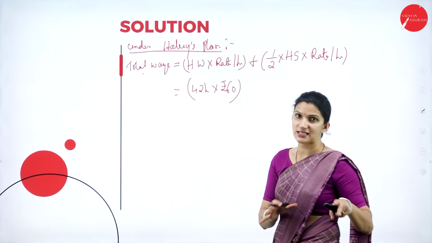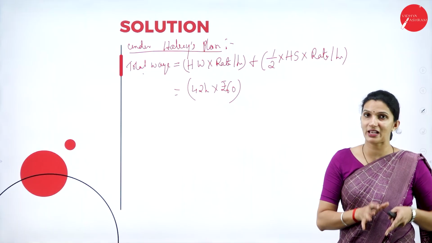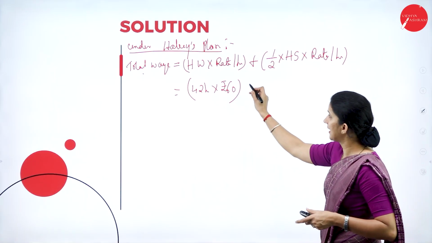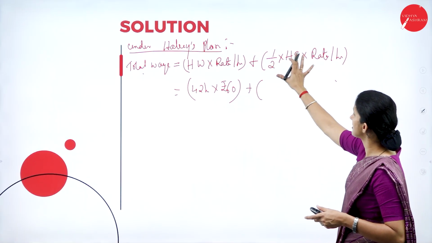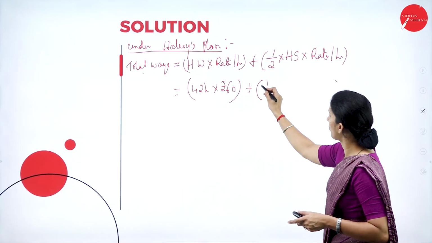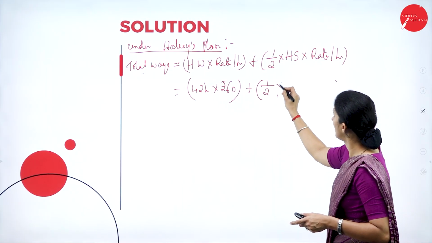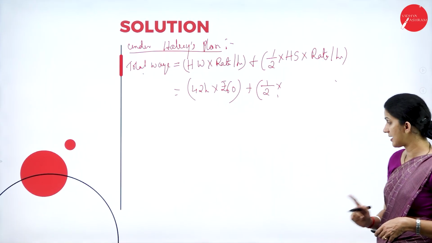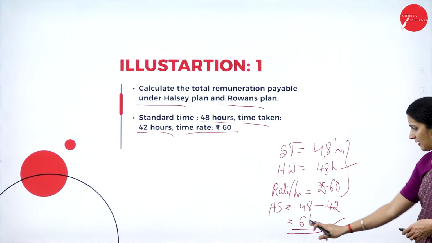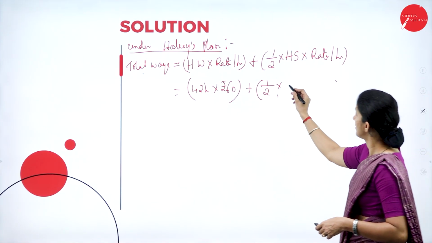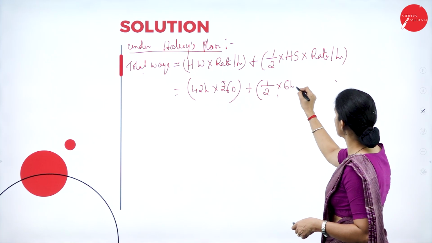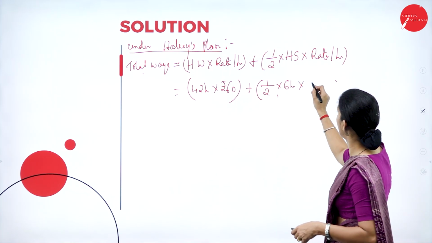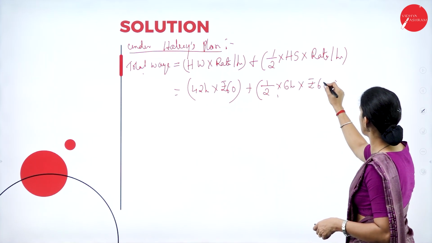So, this is the basic wage he will get, the guaranteed wage, plus he will get the bonus. So, this is the bonus part. He will get the bonus on half of the time saved or hours saved. Here, the time saved is 6 hours. So, he will get the bonus for that 6 hours into the rate per hour, which is rupees 60.